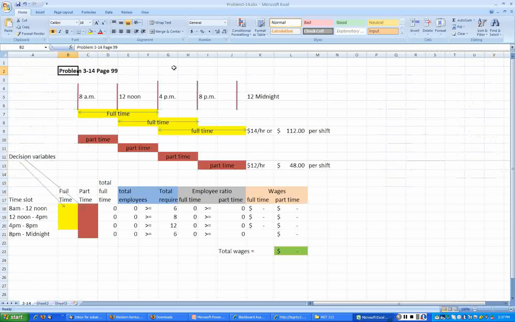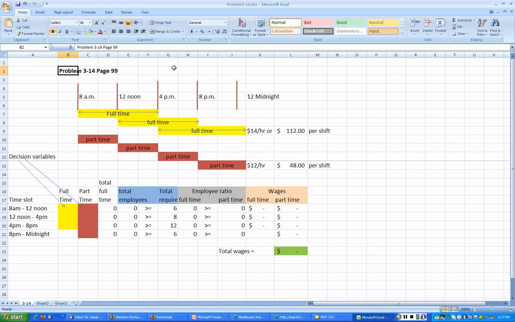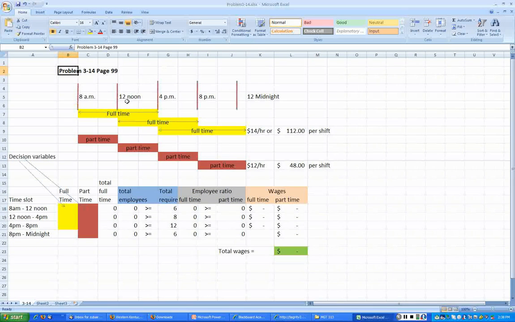Folks, what I would like to do is problem 314. If you go back to the applications that we talked about, there was one area that was staffing. Now here is a problem on staffing. This is a computer lab in which we have two kinds of workers: the full-timers and the part-timers.